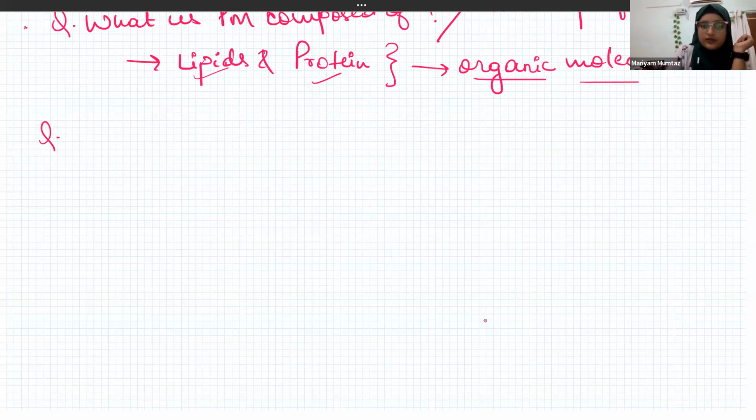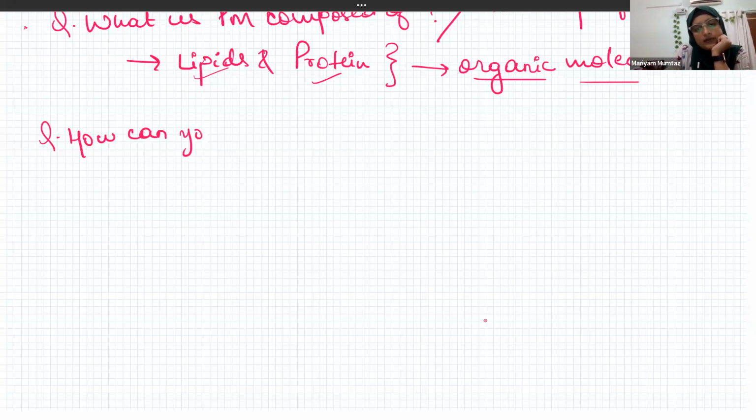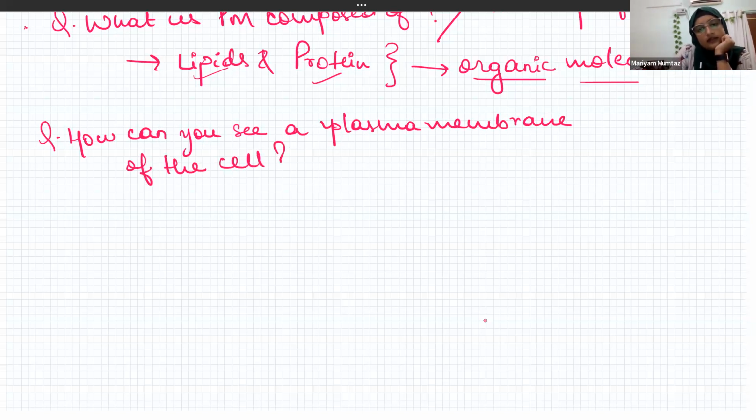So you can write down the question: how can you see the plasma membrane of the cell? You can see it through a microscope or an electron microscope.